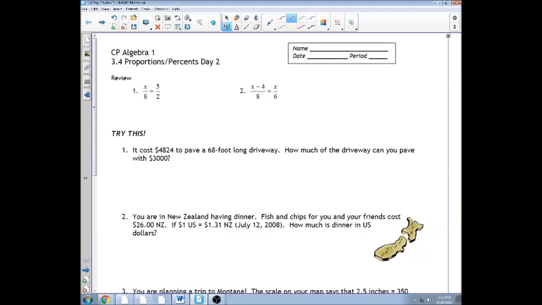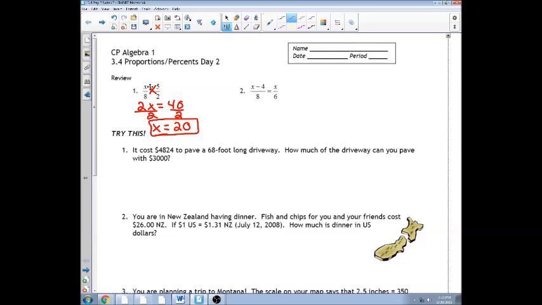Questions 1 and 2 are review, so why don't you go ahead, take some time, give those a shot. Let's see how you can do. Alright, number 1, the first thing we're going to do is cross multiply. I'll end up with 2x is equal to 40. I want to divide by 2, x would equal 20. Okay.